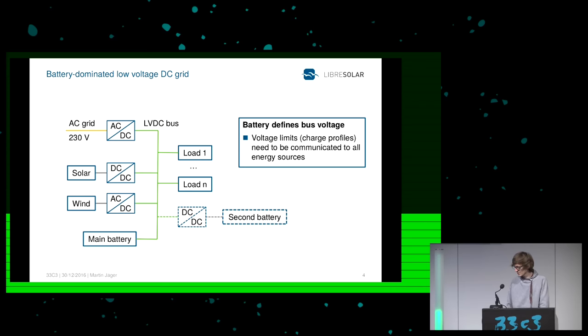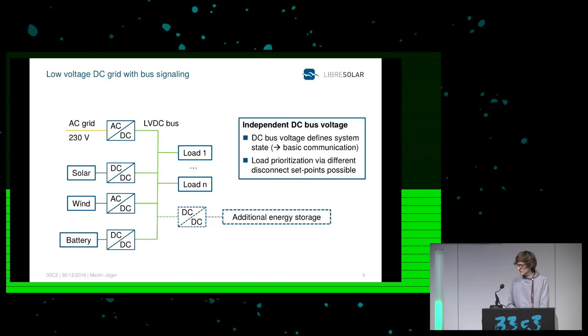So it could be a 12-volt lead acid battery or also a lithium-ion battery. But the disadvantage of this system approach is that the voltage of the battery defines the entire bus voltage. So each component would have to know what the voltage set points of the battery are. So if you introduce a second DC-DC converter between the battery and the DC bus, then you are able to set the voltage independent of the batteries, and then you are also able to introduce more batteries and enhance the reliability.